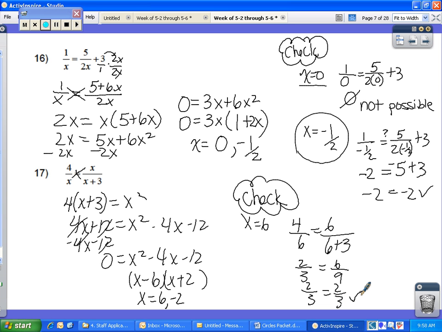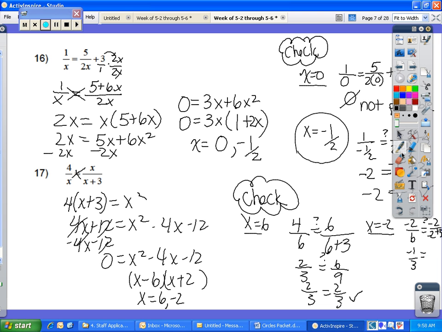Now negative 2, when x equals negative 2, is negative 2/6 the same as, question mark? Oh, I forgot my question marks over here. The same as negative 2 over negative 2 plus 3. So negative 2/6 is negative 1/3. Did I plug that in right? Negative 2, oops, I plugged it in wrong. Let's fix that.